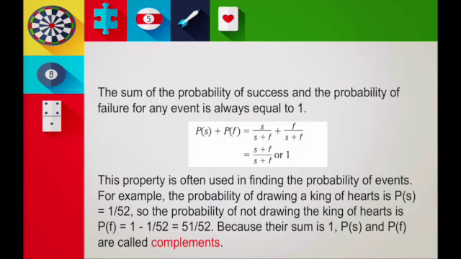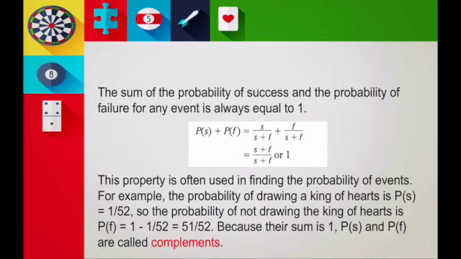The sum of the probability of success and the probability of failure for any event is always equal to 1. This is often used in finding the probability of events. So the probability of drawing the King of Hearts from a deck of cards is 1 out of 52. So the probability of not drawing the King of Hearts is 1 minus 1 over 52, which is 51 over 52.